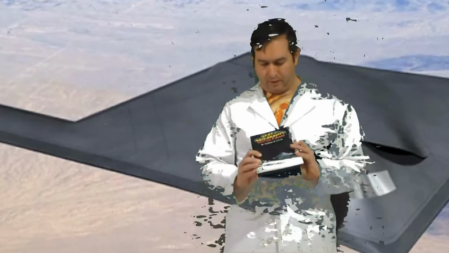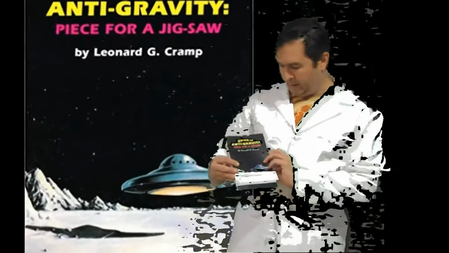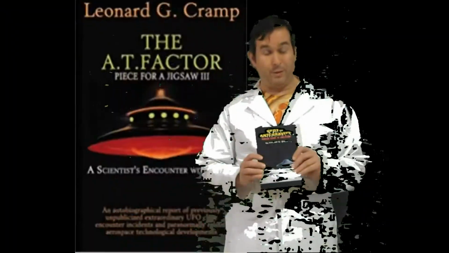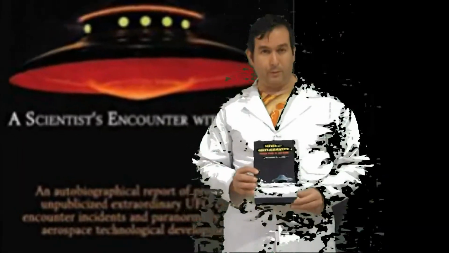And we have a book here, UFOs and Anti-Gravity, A Piece for the Jigsaw Puzzle by Leonard G. Cramp. There's actually 3 books in the series. I think the first one's probably the best one. But these are definitely very good books, definitely worthwhile reading. And we're going to look a little bit at what they have to say about radar.